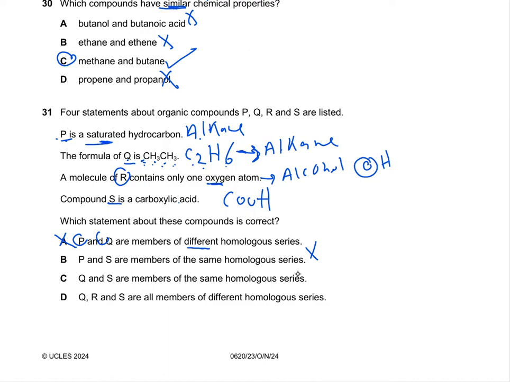Are members of the same homologous series? No, that's wrong. They are members of different homologous series. P, Q and S are all members of different homologous series. Q is an alkane, S is a carboxylic acid, R is an alcohol. So they are all members of different homologous series. So the answer is D.